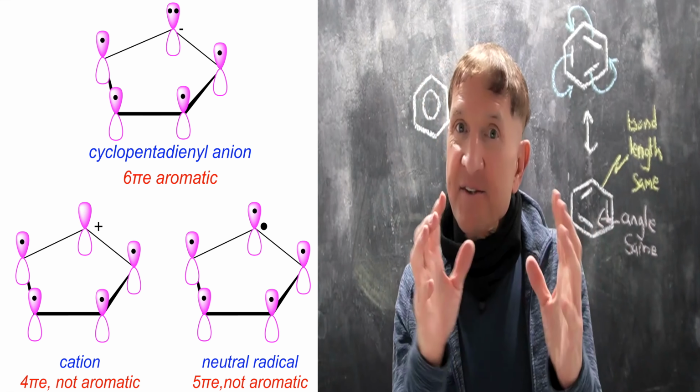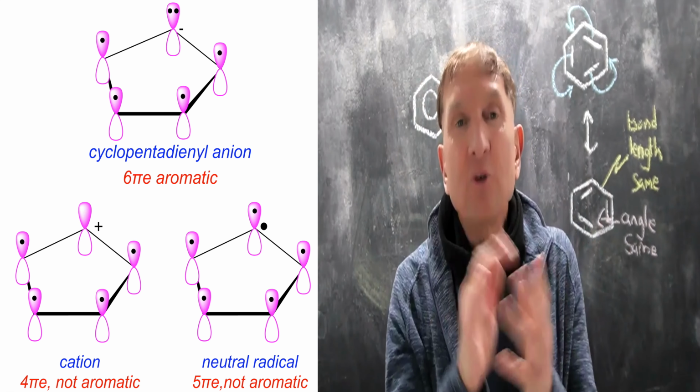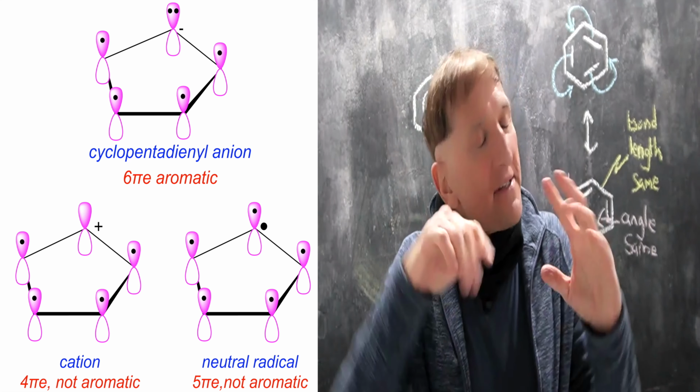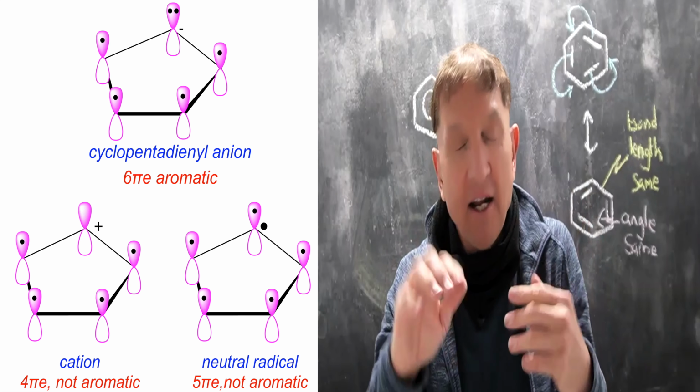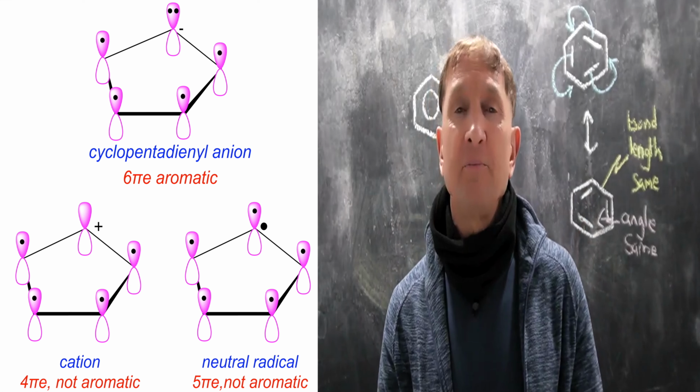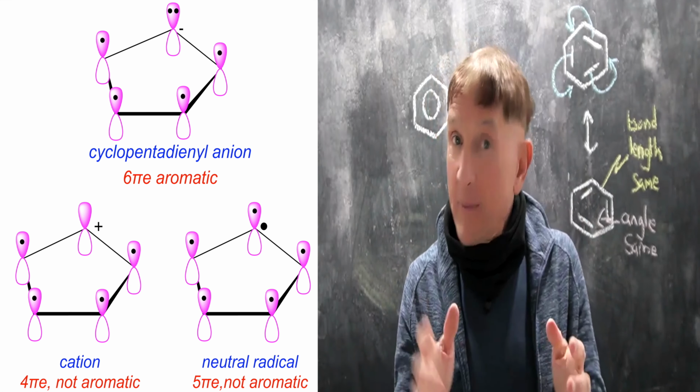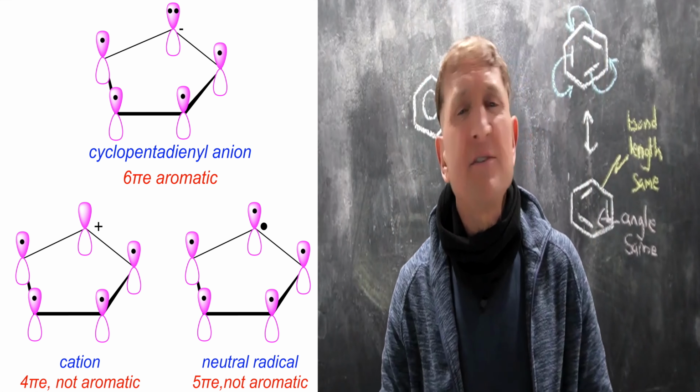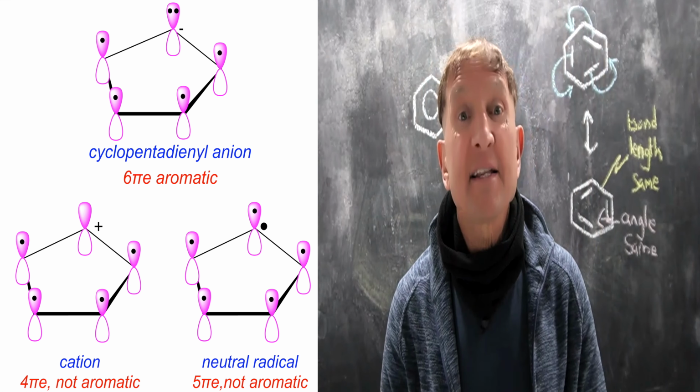If I take cyclopentadienyl radical, has 1 less than it needs. If I take cyclopentadienyl cation, terrible, 4 electron system. If the molecular orbital picture is the same, it's not aromatic, it's not stabilized, in fact it's unstable.